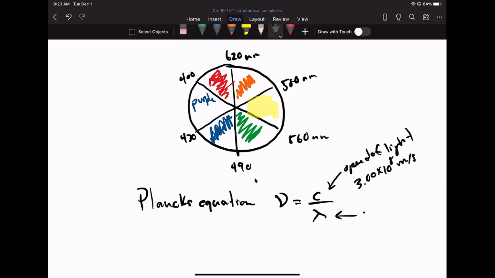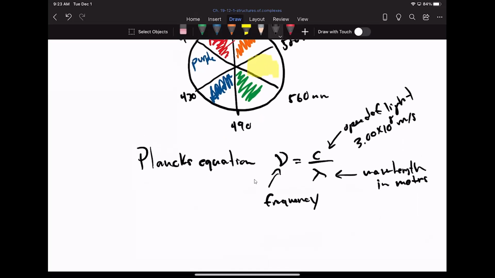And this represents wavelength, in meters. And this represents frequency, right? That little fancy nu, frequency, which is going to be in per second, or hertz, right? I'm out of paper here, so let me.